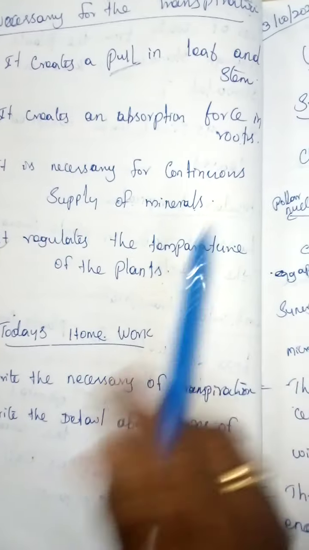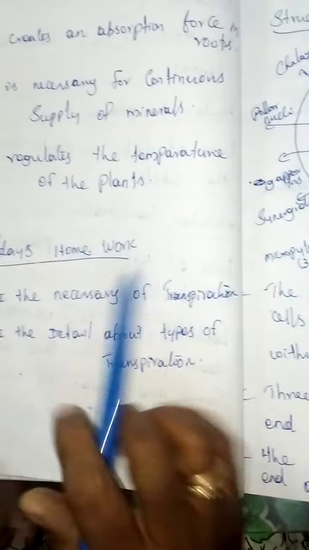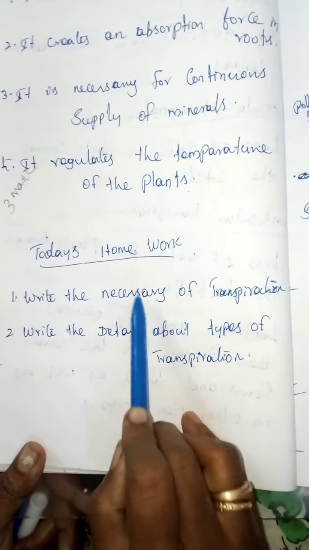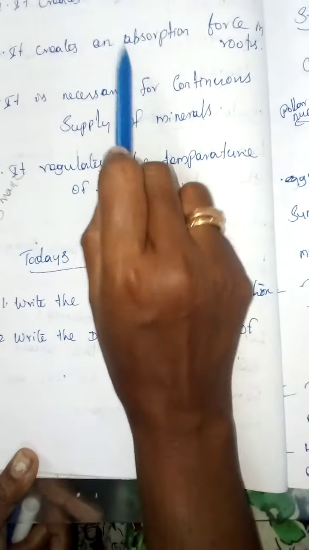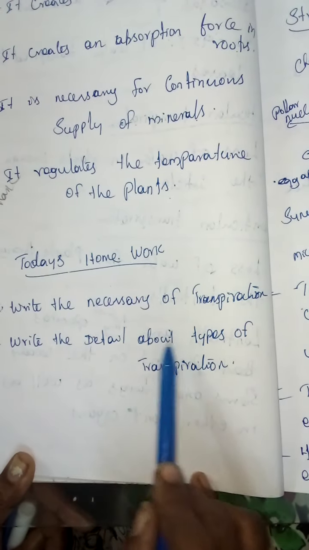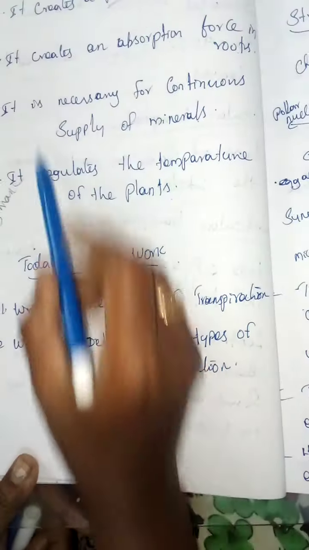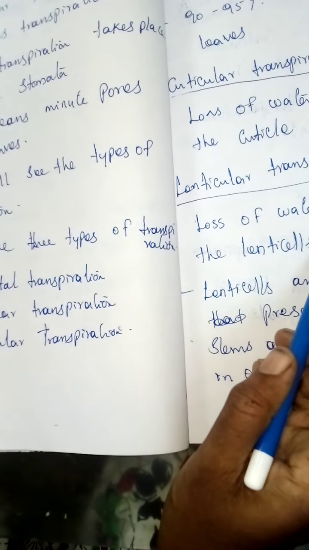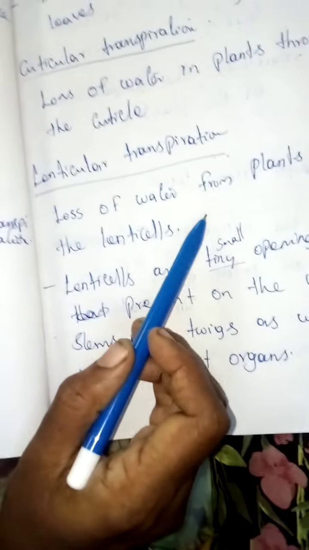Okay, so all of you understand. Today I am giving you homework of 2 questions. First one, write the necessity of transpiration. Second question, write the details about the types of transpiration. This is one question, and the explanation of the types of transpiration is the other question. All of you must write and send it to me today itself.